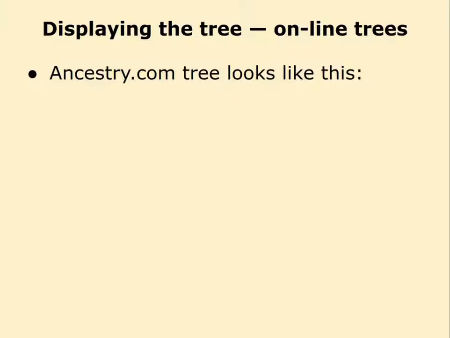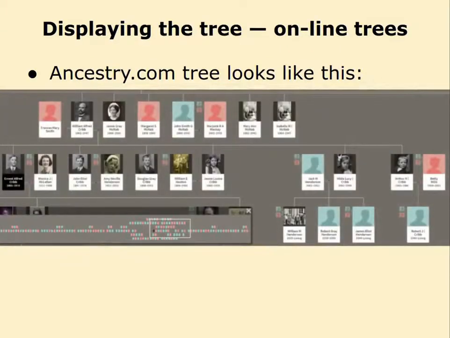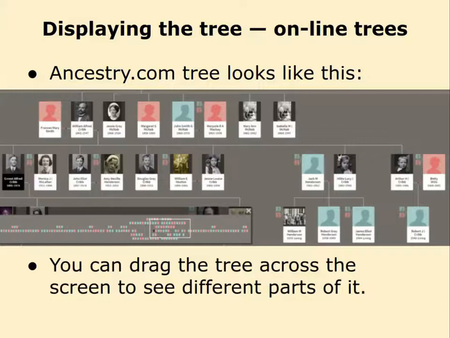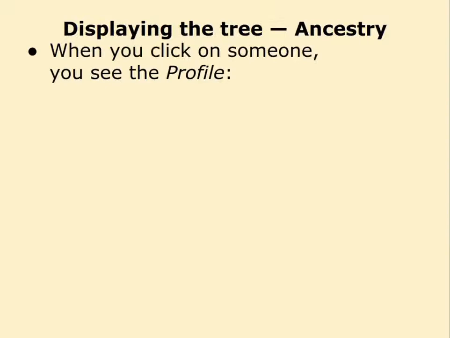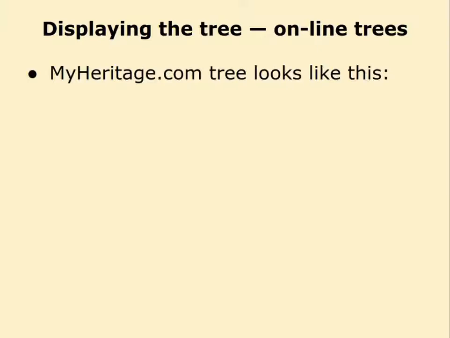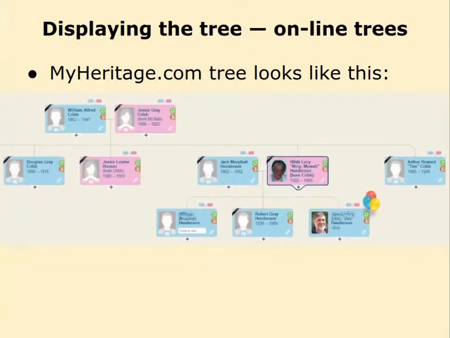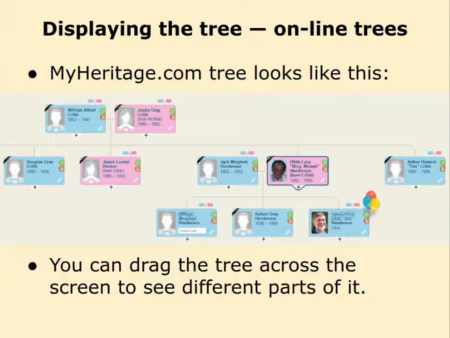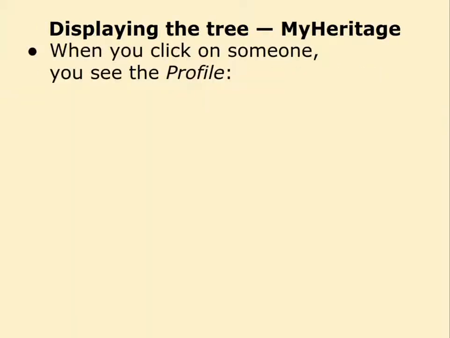Trees at Ancestry.com look like this, and you can drag the tree across the screen to see different parts of it. When you click on someone, you can see the profile for that person, and that gives more detail about the person. At MyHeritage, trees look like this, and again you can drag the tree across the screen to see different parts of it. When you click on someone, you see the profile for that person.